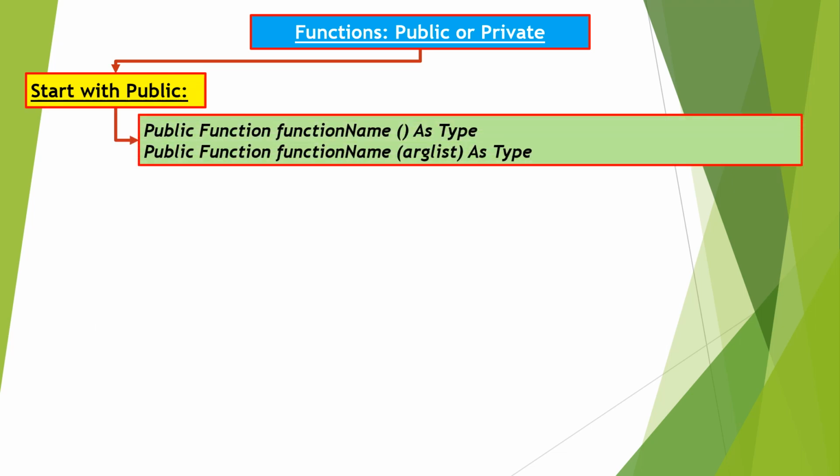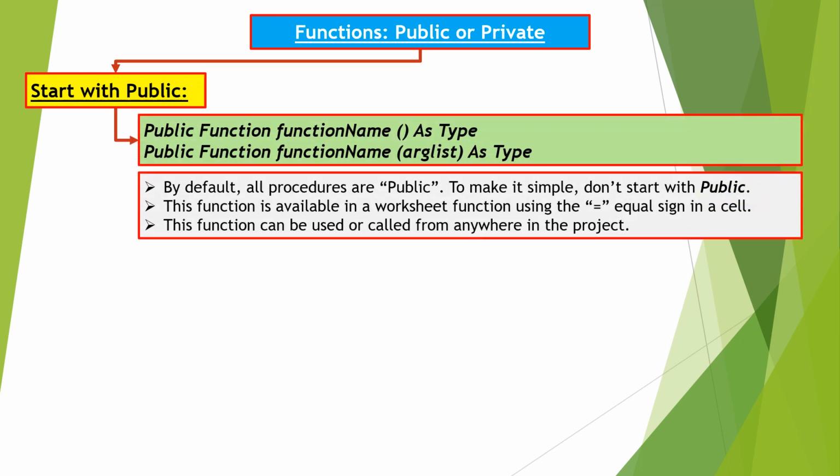When to use public functions. By default, all procedures are public. To make it simple, don't start with Public. A public function is available as a worksheet function using an equal sign in a cell, and can be used or called from anywhere in the project.